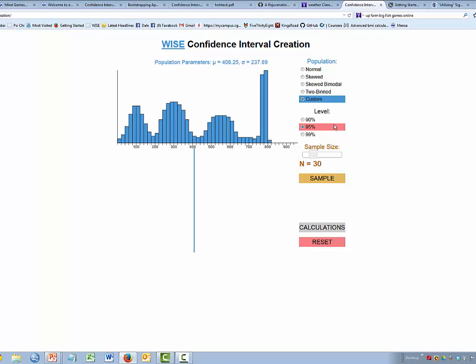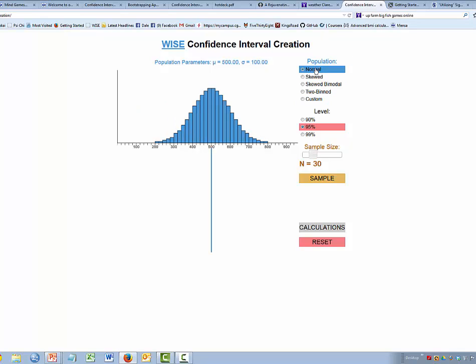We can also choose whether we want a 95% confidence interval or a 99 or a 90. We can also change the size of the sample that we will draw, ranging from 5 up to 100. We can set it, say, at 30. If we get close, we can use the left arrow key to move it one at a time to get it exactly where we want.